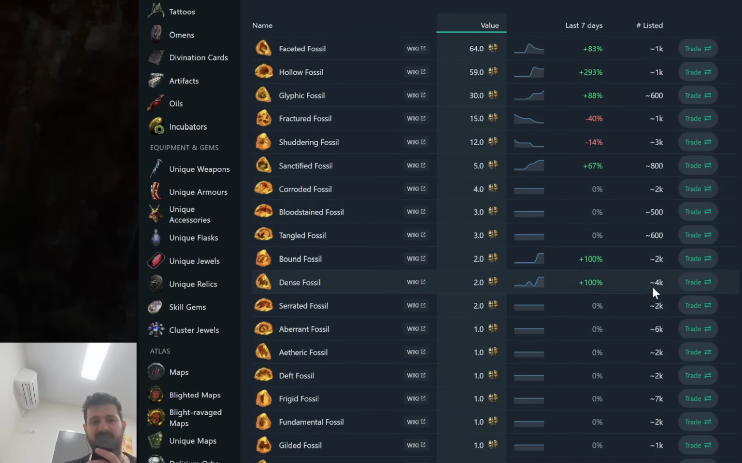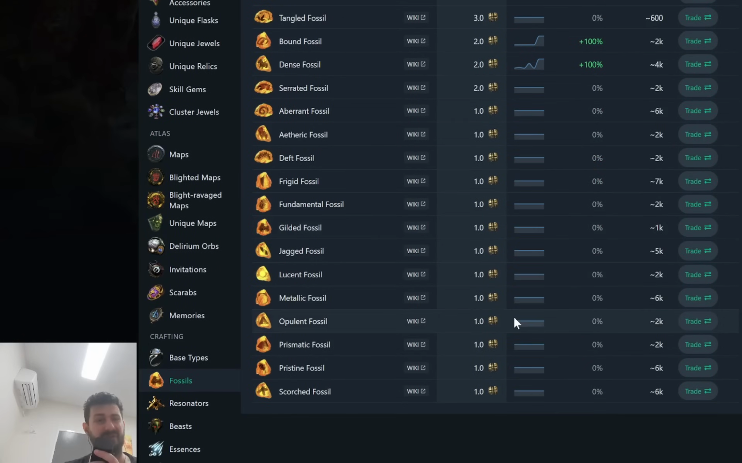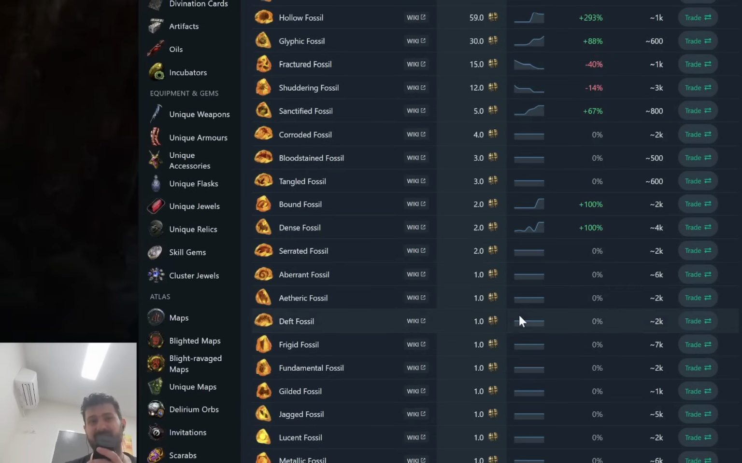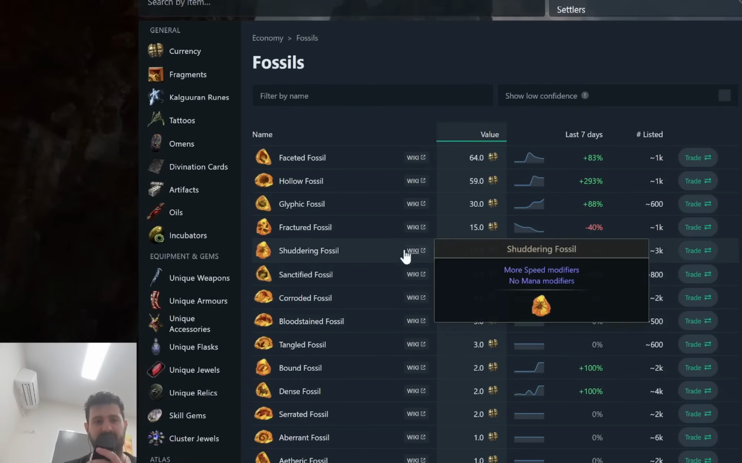So bounds and dancers have went up to 2C, but they sell for more on the market in bulk and serrateds as well. And generally with all these fossils, you can sell in bulk on the market. They drop in like anywhere up to stacks of 6 from 500 depth and below. So darkness farming is actually a little bit worth it, especially for like shuttering fossils and things like that.